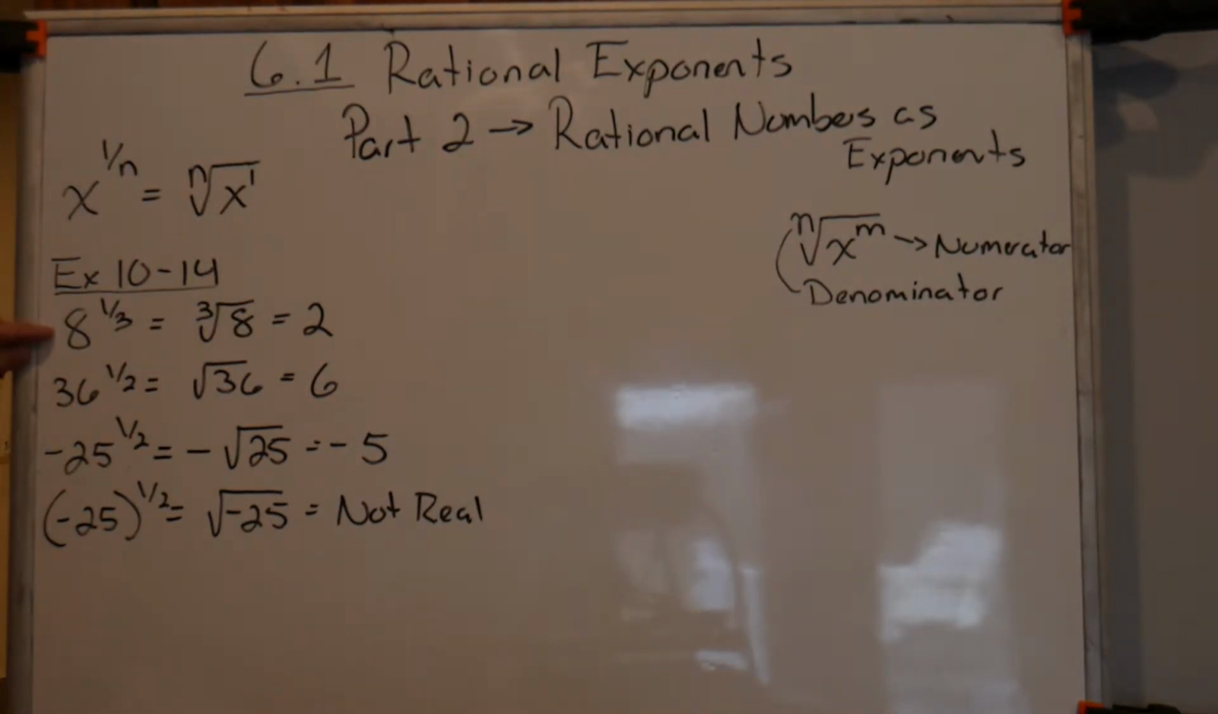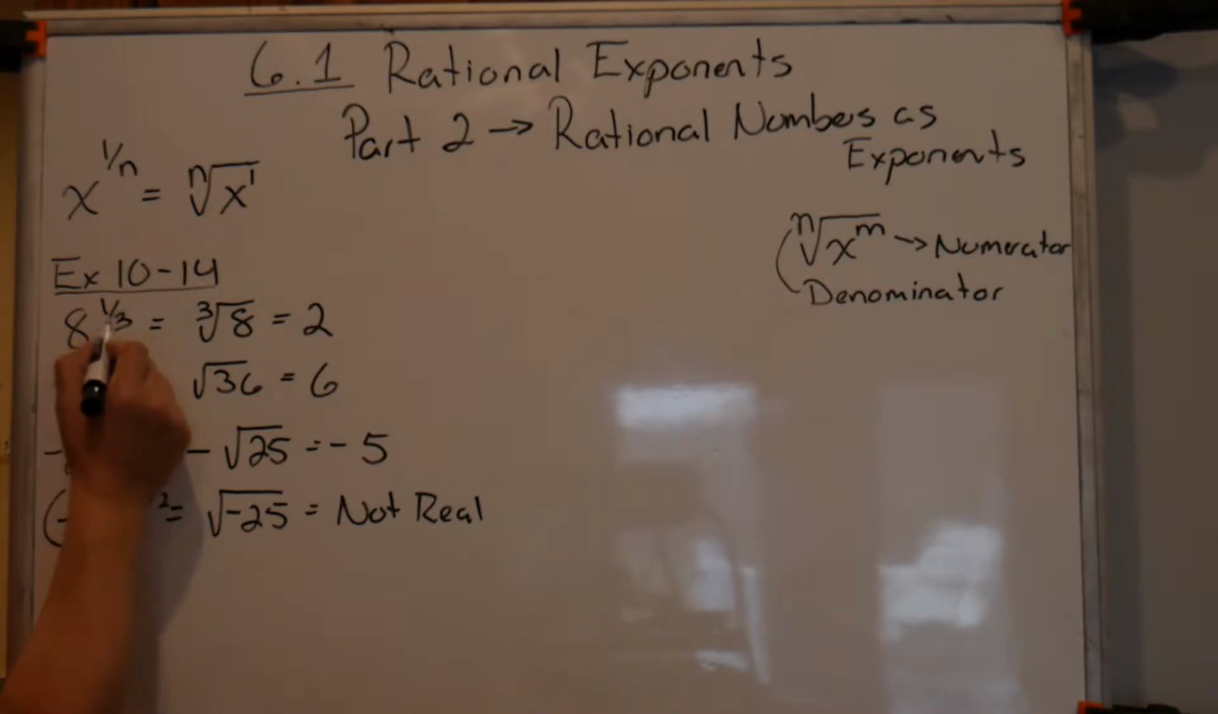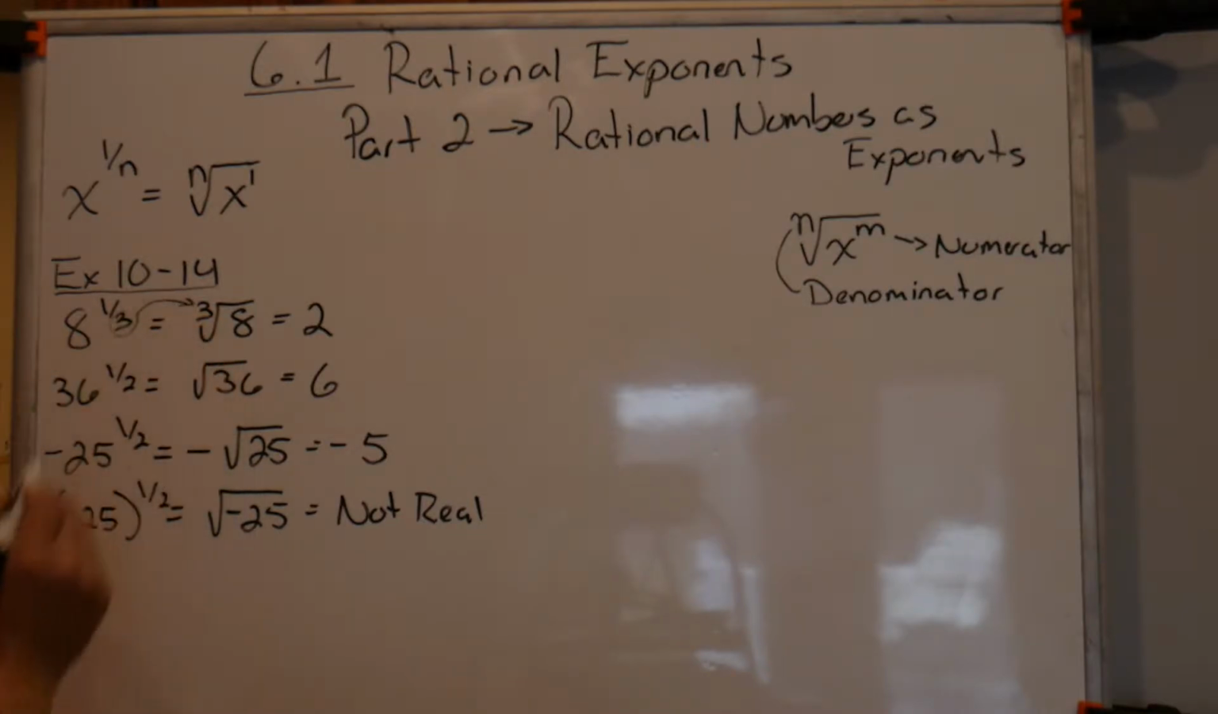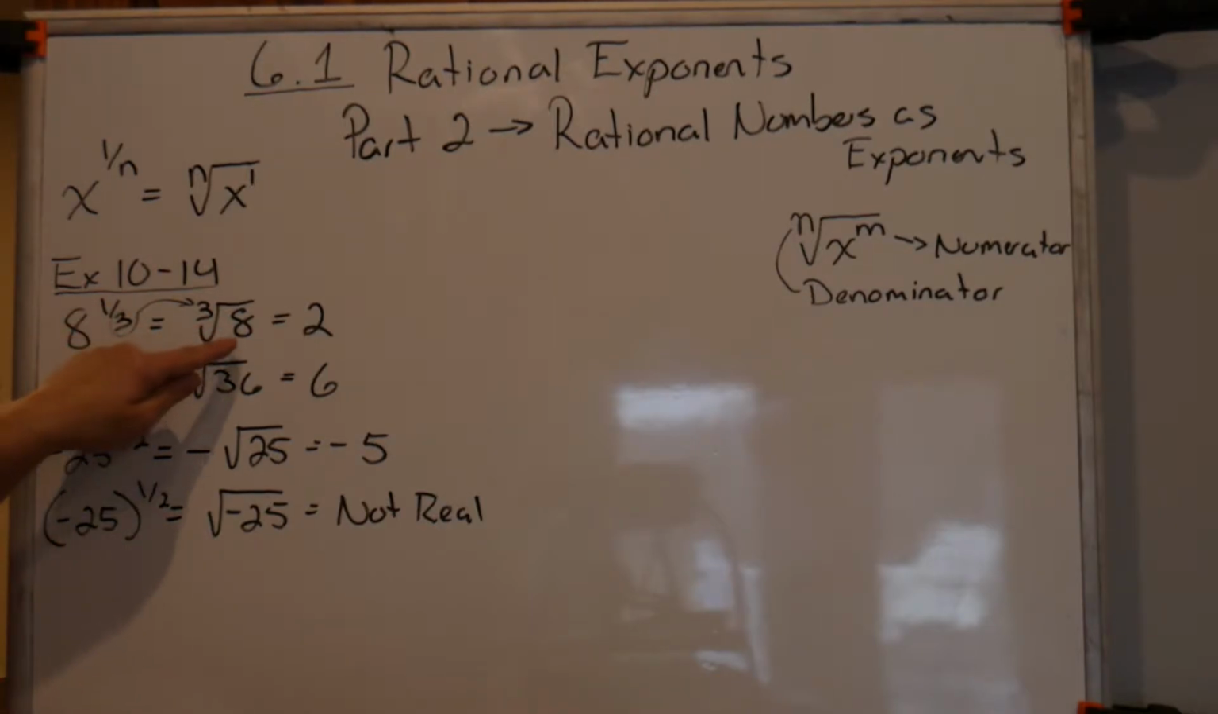So examples 10 through 14, we have 8 to the 1/3. It just means here's our denominator. It becomes our index. Denominator becomes the index. So cube root of 8, that's 2.